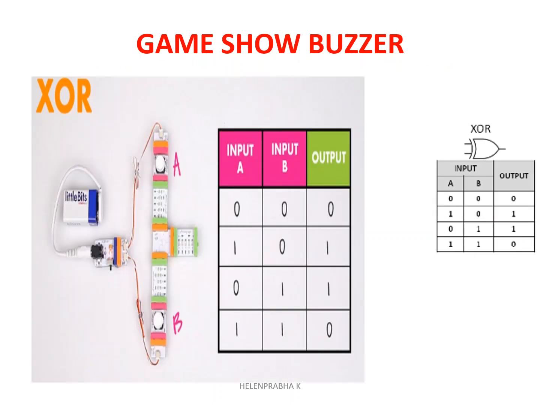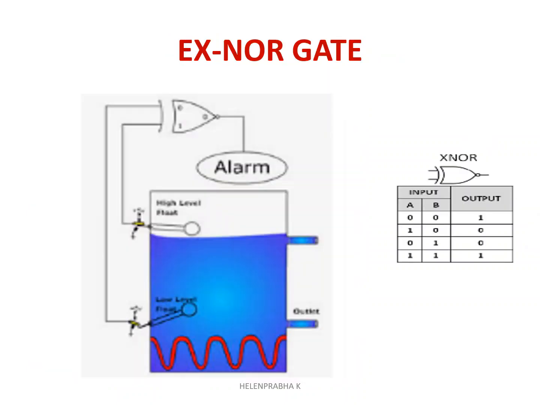Similarly, the exclusive OR gate. The exclusive OR gate has 2 inputs and 1 output. So here in the exclusive OR, if any one of the inputs is high, you will get high output. If both the inputs are the same, you will not get the output. So you can use this exclusive OR for a game show buzzer. Okay. So exclusive OR is nothing but if the inputs are different, you will get your output.